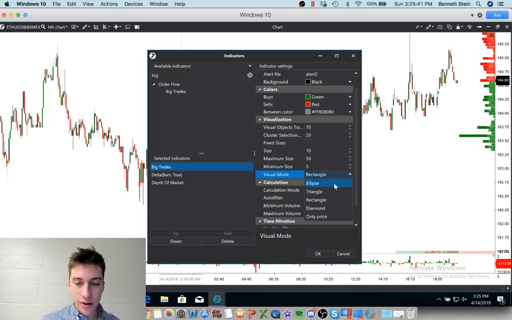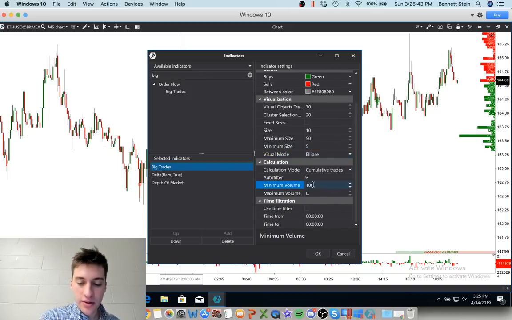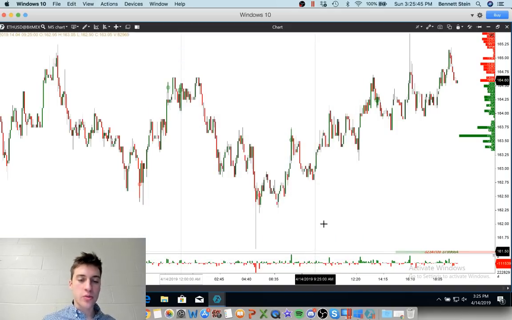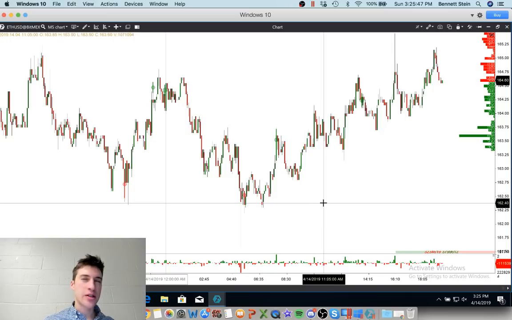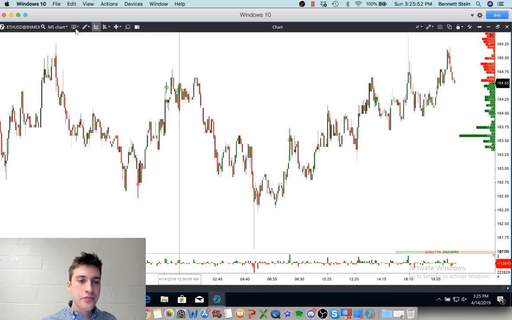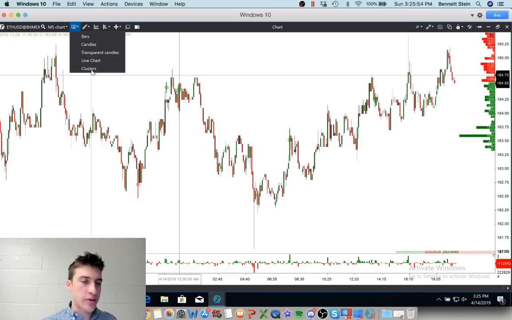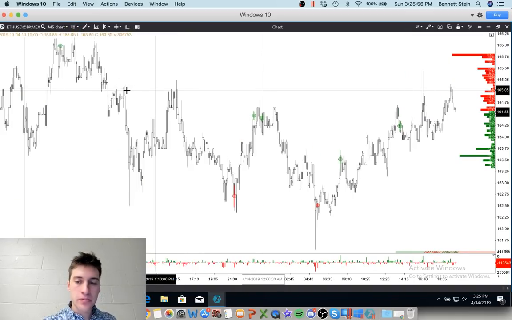Okay, rectangle. No. You're going to be an ellipse, and you're going to be 100,000. So big trades, the way that we can interpret this is typically trading against, I would say. Let's look at a few examples. To make this as absolutely simple as possible, I'll do transparent.